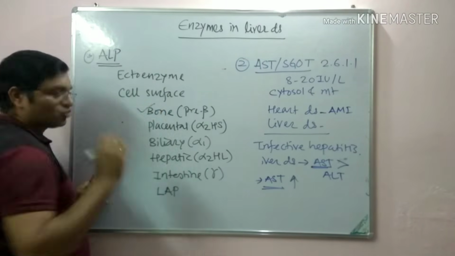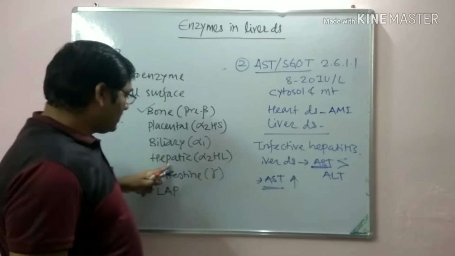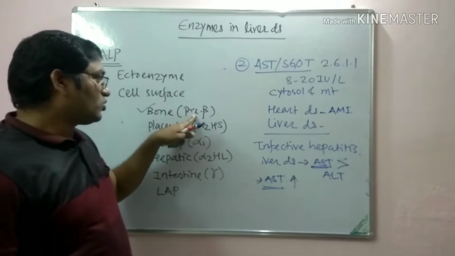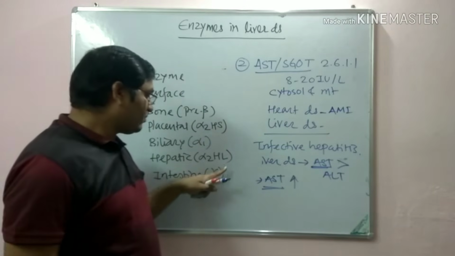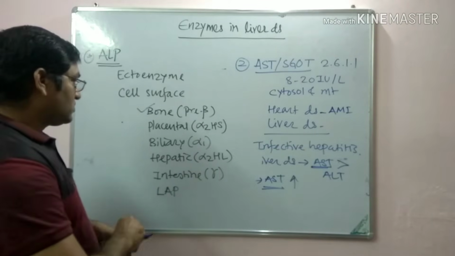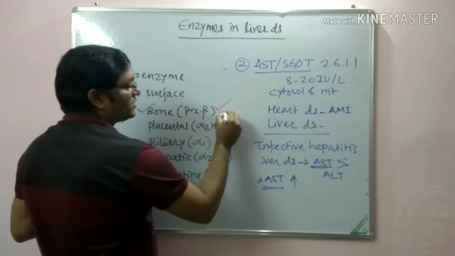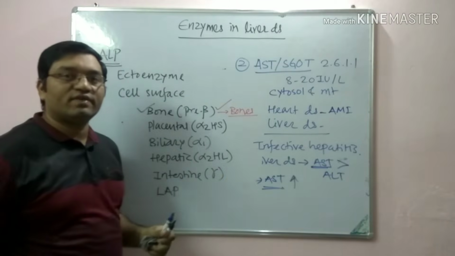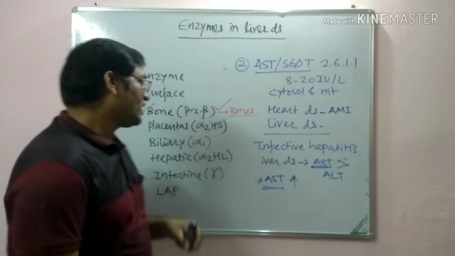These are classified depending upon the source as bone, placental, biliary, hepatic, intestinal and leukocyte alkaline phosphatase. With electrophoresis they are pre-beta, alpha 2 heat stable, alpha 1, alpha 2 heat labile, gamma and leukocyte alkaline phosphatase. The pre-beta or bone isoenzyme increases in bone diseases, as it shows the osteoblastic activity. The concentration increases in Paget's disease, rickets, osteomalacia.